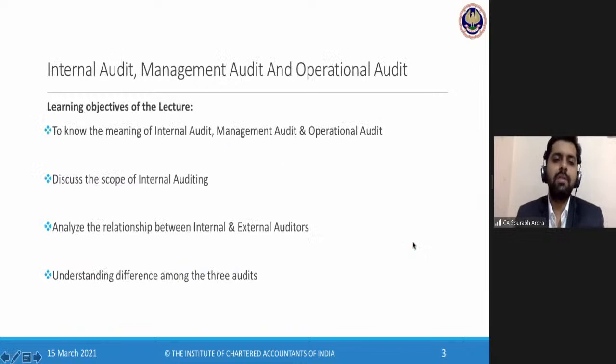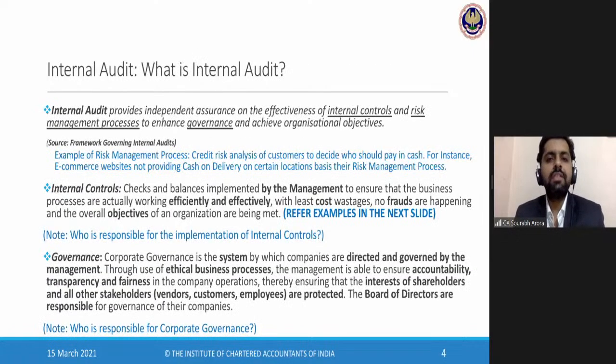In this chapter, the learning objectives are to know the meaning of internal audit, management audit, and operational audit in detail. The scope of internal auditing, we are going to discuss internal audit in a little more detail than the other audits. Then, analyze the relationship between internal auditors and external auditors, and understand the difference among the three audits. Simple. Let's move on. So we'll start with internal audit. The first question is, what is internal audit?